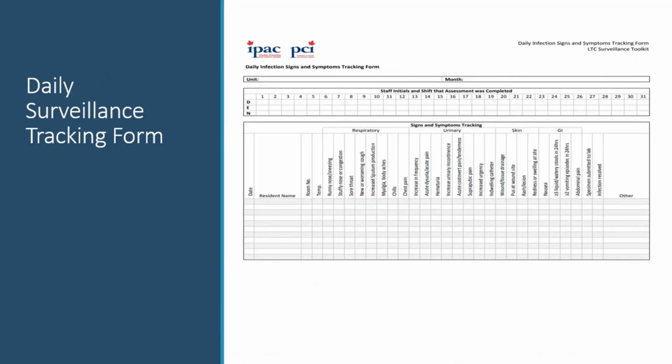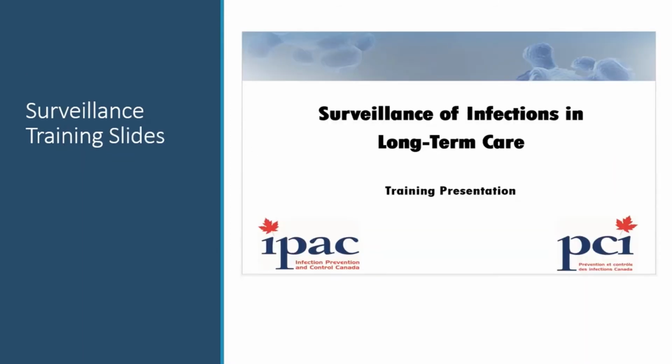There is a daily surveillance tracking form, and this is used by frontline clinical staff to document signs and symptoms of infection. It does not replace documentation in progress notes or resident charts, and it's used as a tool for the ICP to collect surveillance data for easier analysis. I personally think it reminds me somewhat of a line listing where you're recording the symptoms, but it gives you a bigger overview, I think.